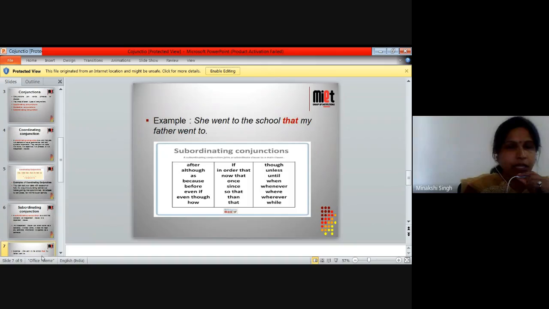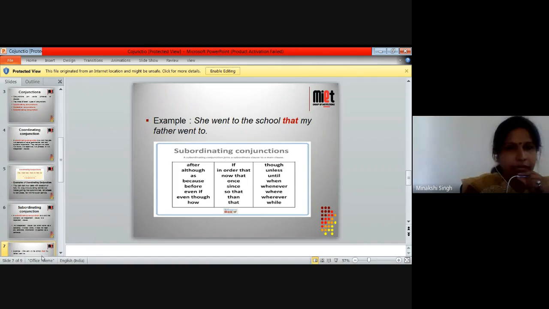For example, she went to the school that my father went to. So that is a subordinating conjunction. Students, we can see she went to the school is an independent clause and my father went to is a dependent clause. So that has been used to join an independent clause to a dependent clause. And this is what a subordinating conjunction does.